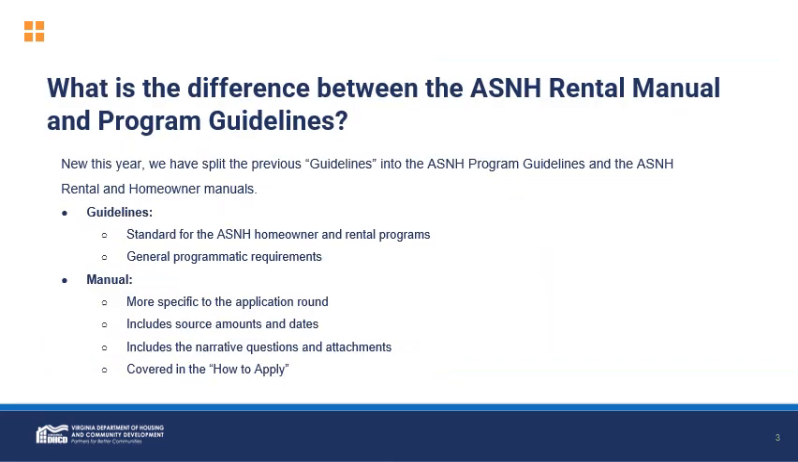So first, I want to highlight the difference between the rental manual and the program guidelines. New this year, FY25, we split the previous guidelines into the ASNH program guidelines and the rental and homeownership manuals. The guidelines are standard for the homeowner and rental programs and just include those general programmatic requirements. And the manual is more specific to that application round, so it will include source amounts and dates. It includes the narrative questions and attachments, and we cover that in the how to apply.